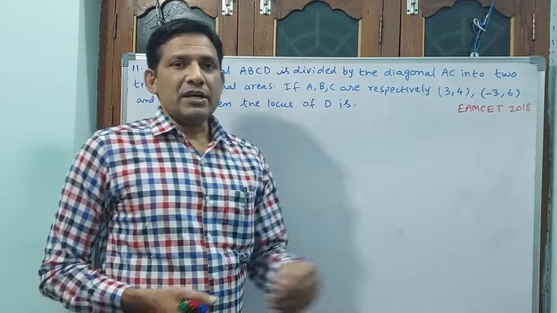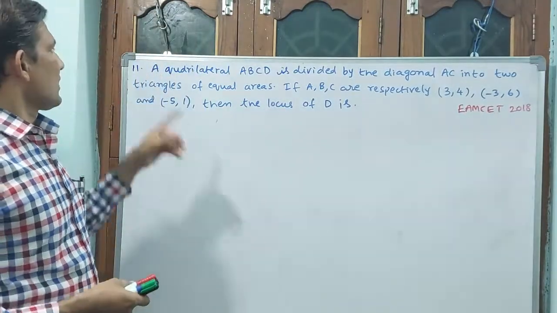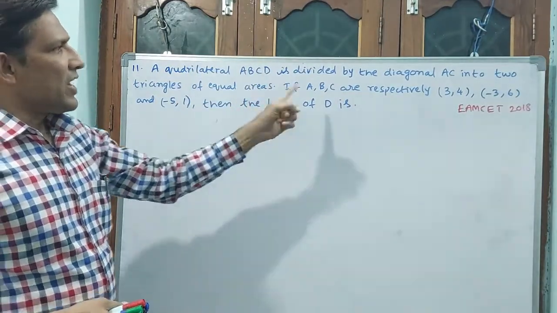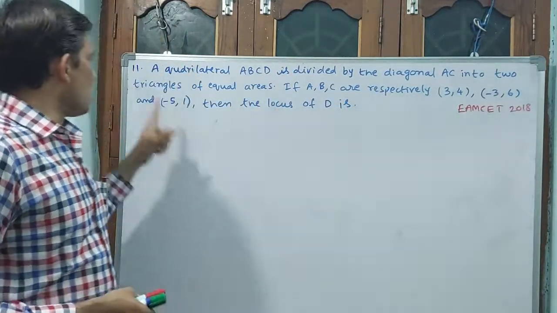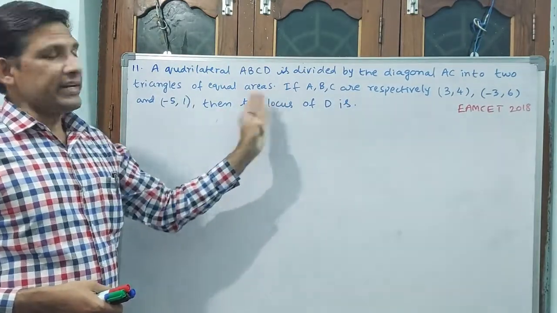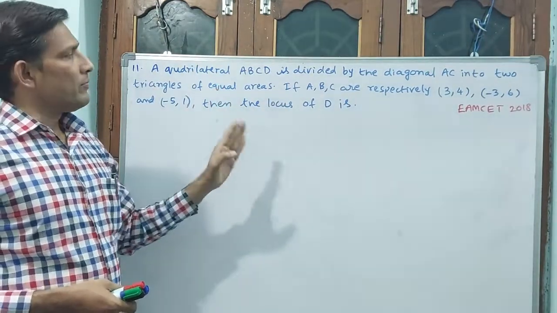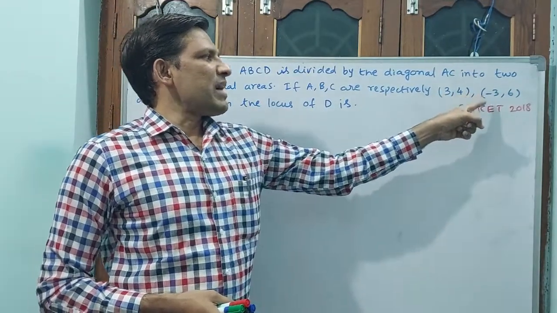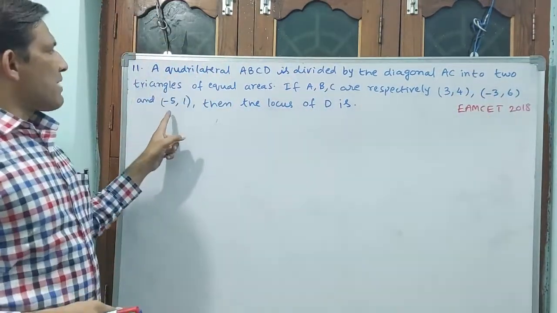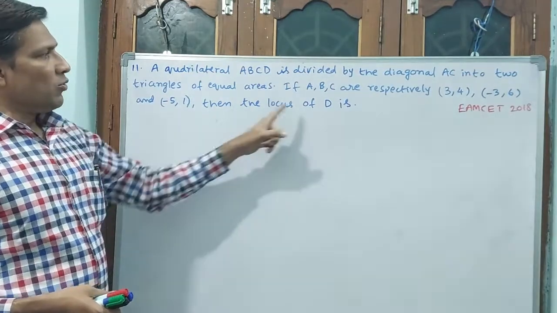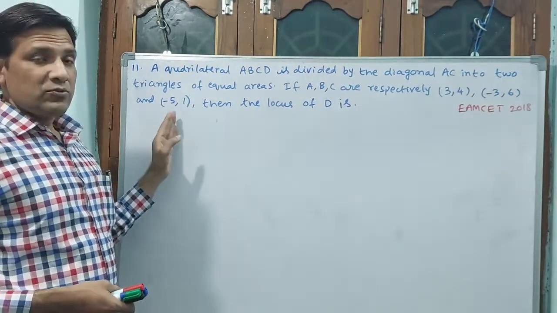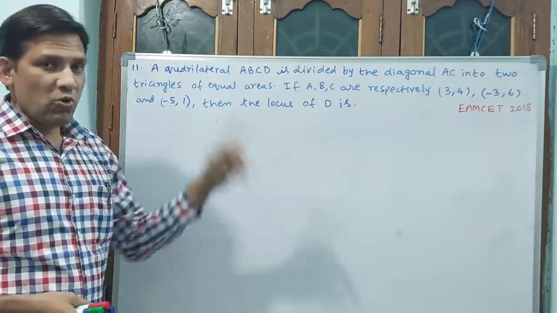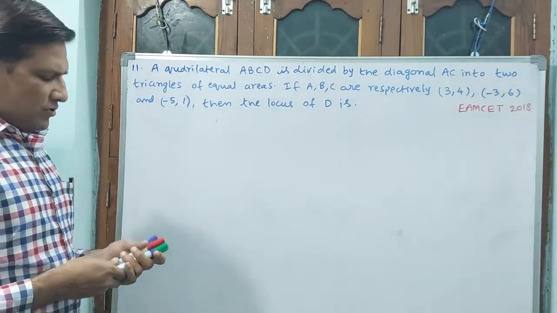See what they have given in question number 11. This question was asked in Eamcet 2018. A quadrilateral ABCD is divided by the diagonal AC into two triangles of equal areas. If A, B, C are respectively (3, 4), (-3, 6) and (-5, 1), then the locus of D. He is not asking us to find the D point. He is asking us to find the locus, because we are dealing with the chapter of locus.